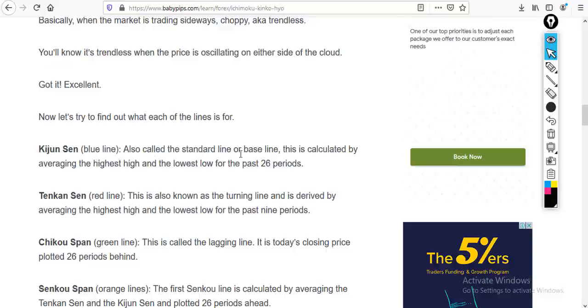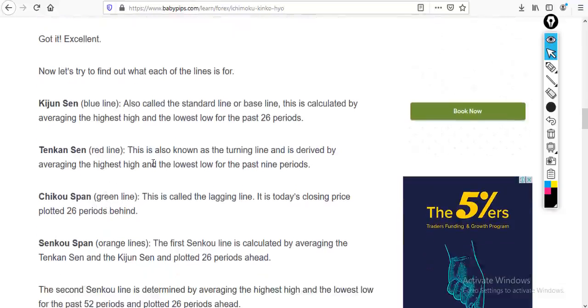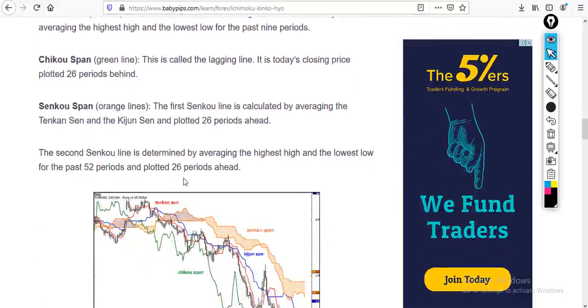It is calculated by averaging the highest high and the lowest low for the past 26 periods. The Tenkan Sen, the red line, is also known as the turning line and is derived by averaging the highest high and the lowest low for the past 9 periods. The Chikou Span, which is the gray line, is the lagging line. It's the current price of the day plotted 26 periods back.